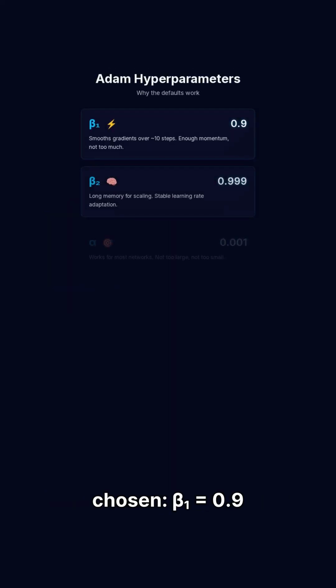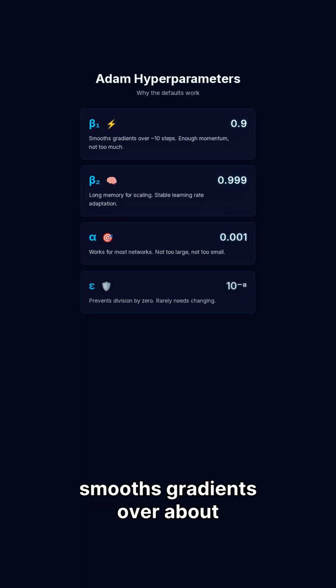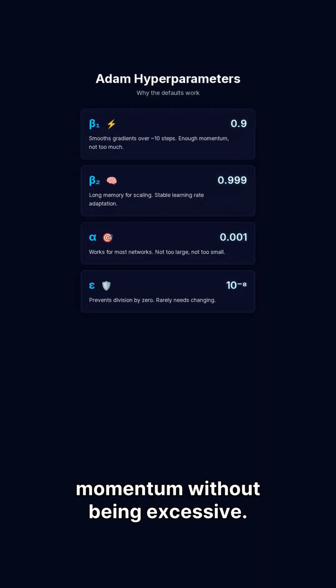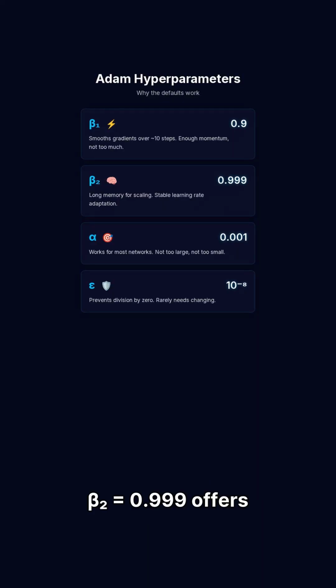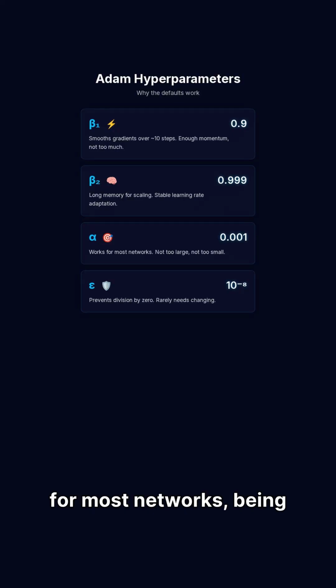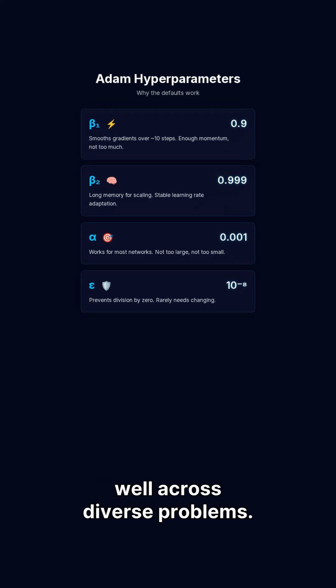The defaults are carefully chosen. β1 = 0.9 smooths gradients over about 10 steps, providing enough momentum without being excessive. β2 = 0.999 offers long memory for scaling, ensuring stable learning rate adaptation. α = 0.001 works for most networks, being neither too large nor too small. Epsilon of 10 to the minus 8 prevents division by zero and rarely needs changing. These defaults work remarkably well across diverse problems.